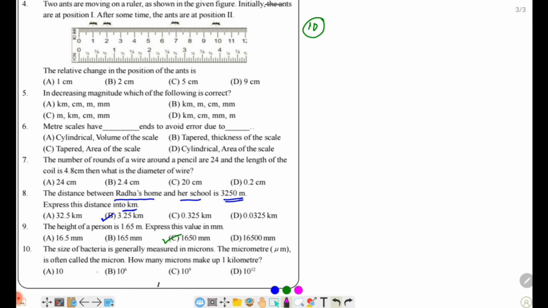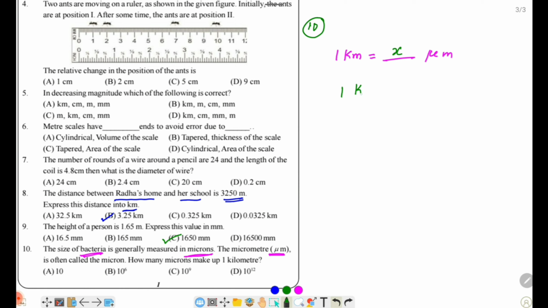The size of a bacteria is generally measured in microns. So micron means 1 micrometer. How many microns make up 1 kilometer? So the question is 1 kilometer is equal to dash micrometers, right? So what shall we do? Let us take 1 kilometer is equal to x micrometers.